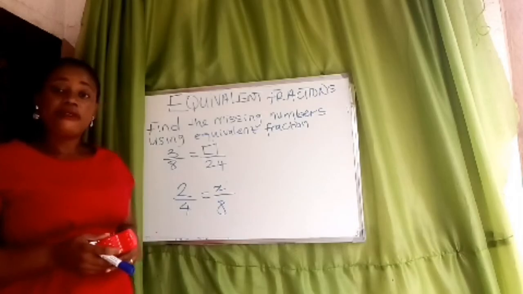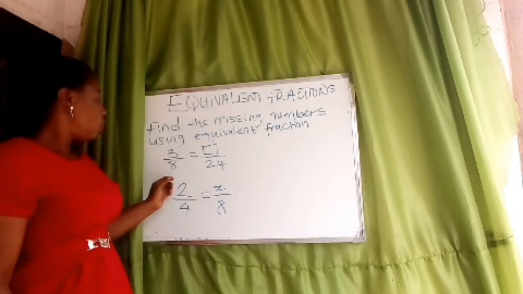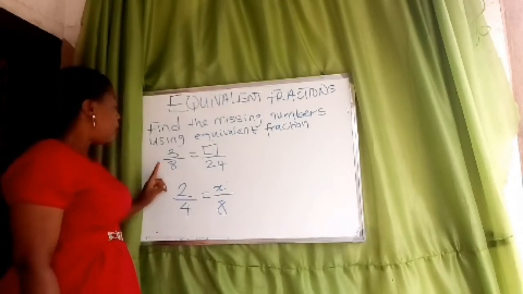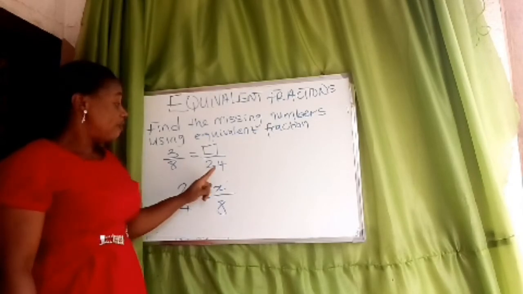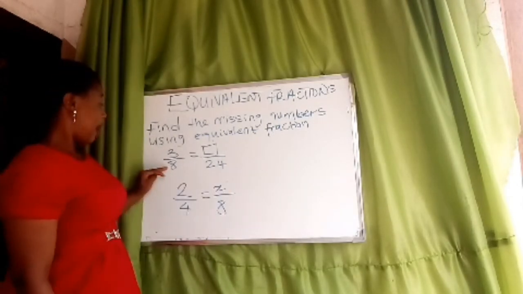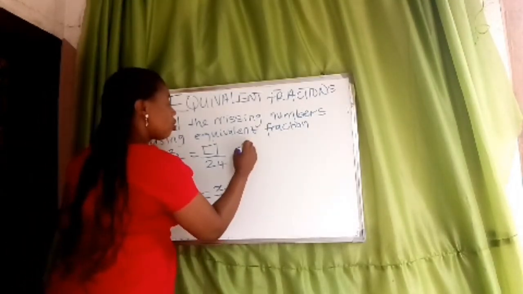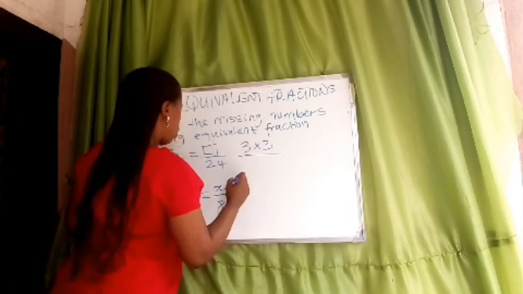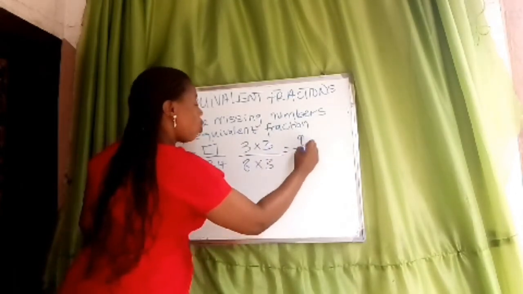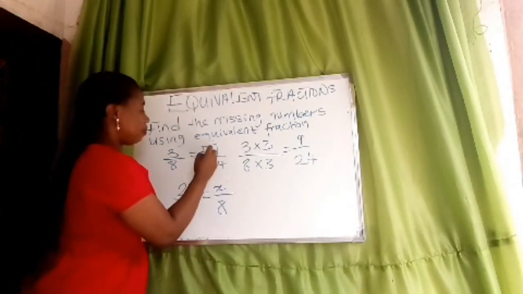Let us use equivalent fractions to find the missing number. For us to do that, we look at the denominator of this fraction and we think of a number that when multiplied by 8 will give 24. So when you look at it, it is 3 that when multiplied by 8 will give 24. So to obtain that, it means it's going to be 3 times 3 all over 8 times 3. That gives 9/24. So the missing number here is 9.